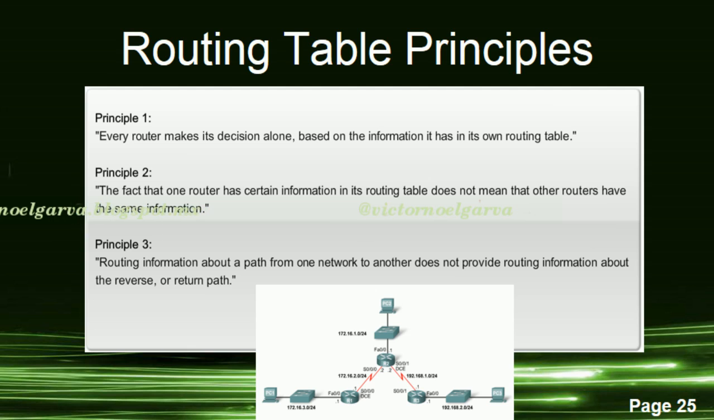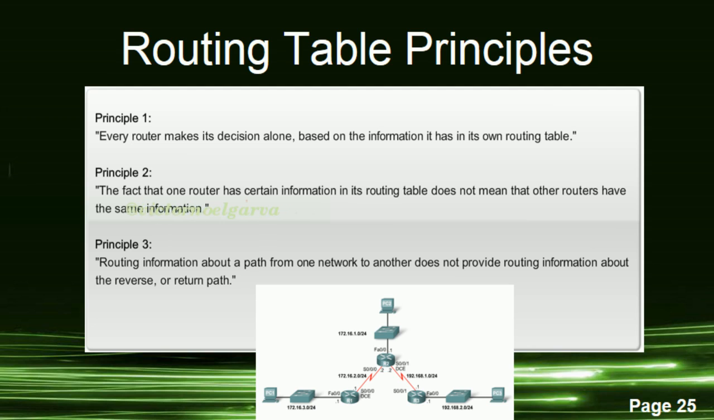Principle 3: routing information about a path from one network to another does not provide routing information about the reverse, or return path. Most of the communication over networks is bidirectional. This means that packets must travel in both directions between the end devices involved.